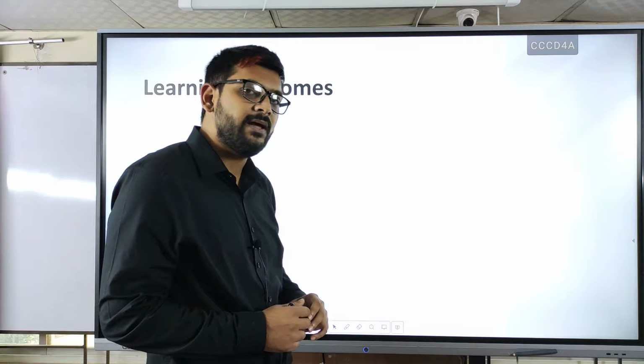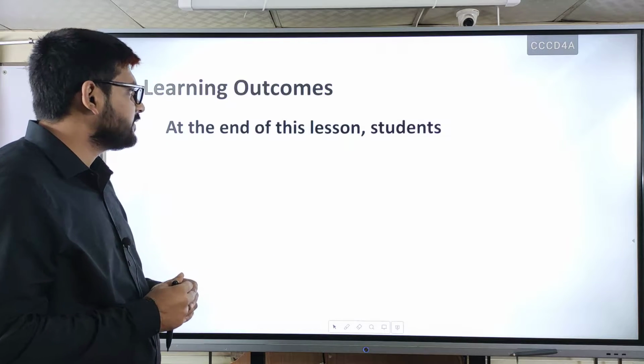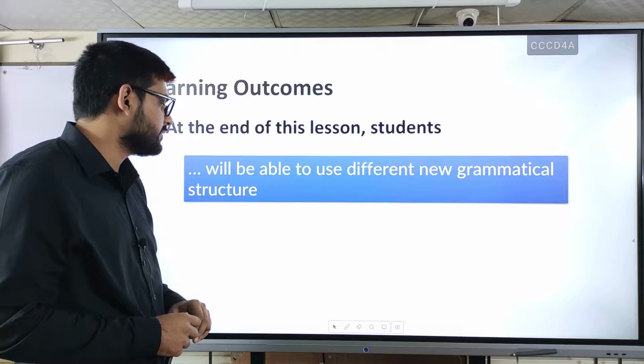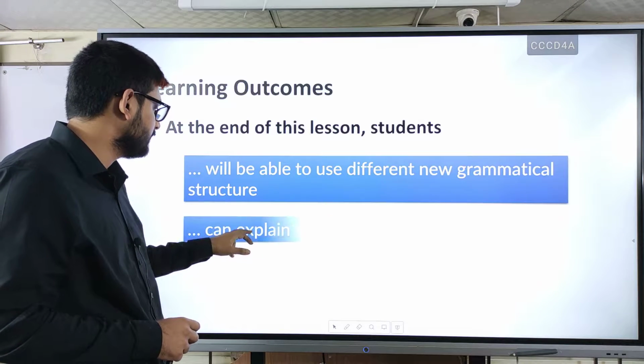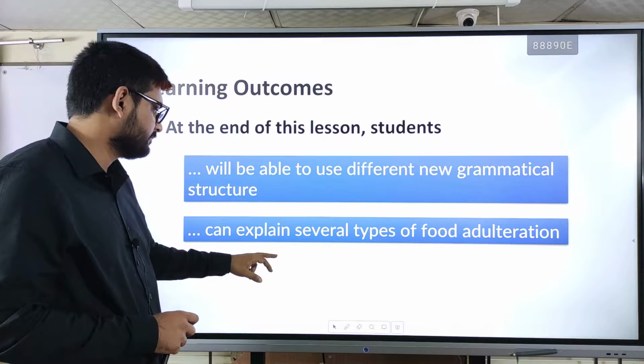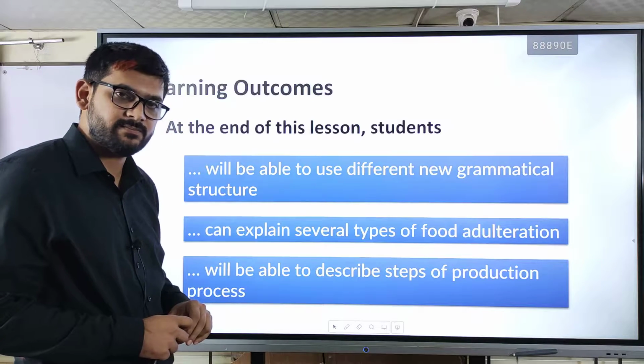So without further ado, let's first see the learning outcomes. At the end of the lesson, students will be able to use different new grammatical structures, explain several types of food adulteration, and describe steps of a production process.